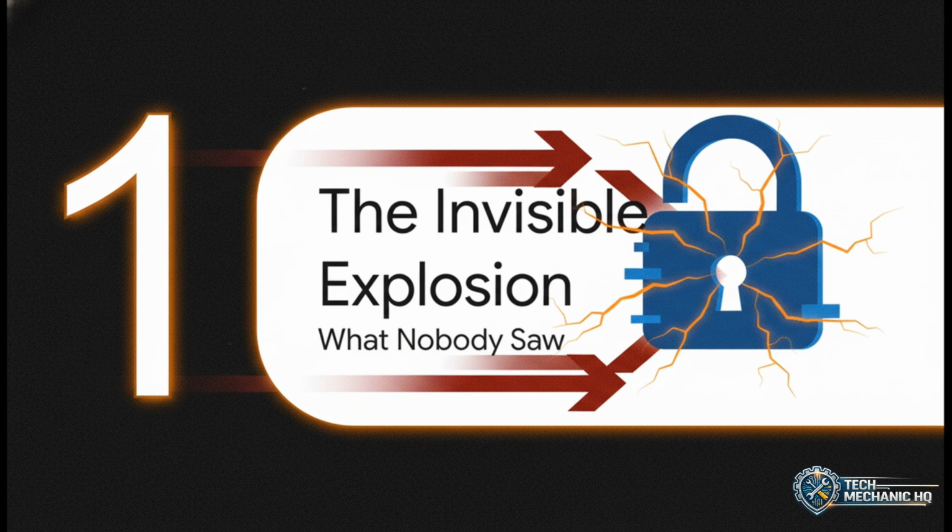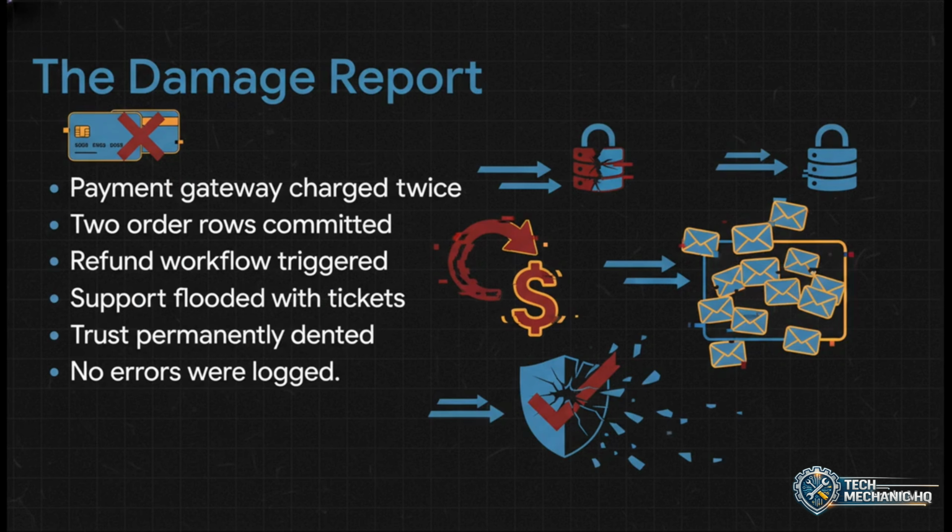Now, to the user, everything looked fine. Their screen eventually showed a thank you page. But behind the scenes, our backend was in a full-blown panic. Two identical requests had arrived, and the system, in its innocence, was about to process both of them. And the fallout was just a cascade of failures. The payment gateway hit twice. The customer double charged. Our database committed two identical order rows. This, of course, triggered an automated refund workflow, which created a storm of confusing emails. And naturally, our support team was completely flooded with tickets from a very, very angry user.